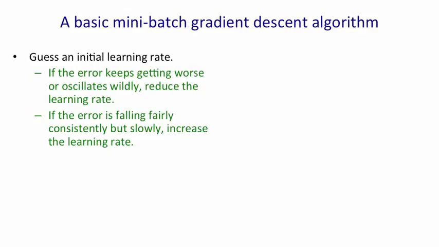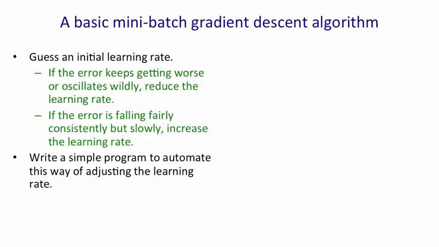You expect that the error might fluctuate a bit if you measure it on a validation set, because the gradient on each mini-batch is just a rough estimate of the overall gradient. So you don't want to reduce the learning rate every time the error rises. But what you're hoping is the error will fall fairly consistently. And if it's falling fairly consistently and very slowly, you can probably increase the learning rate. Once you've got that working, you can then write a simple program to automate that way of adjusting the learning rate.